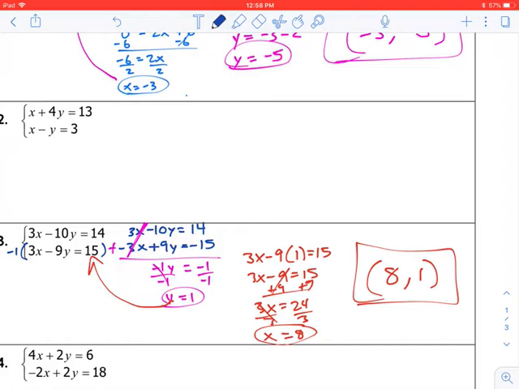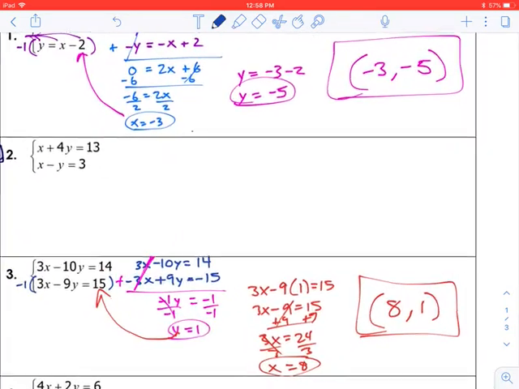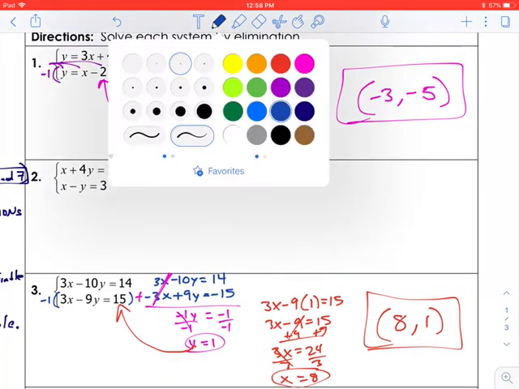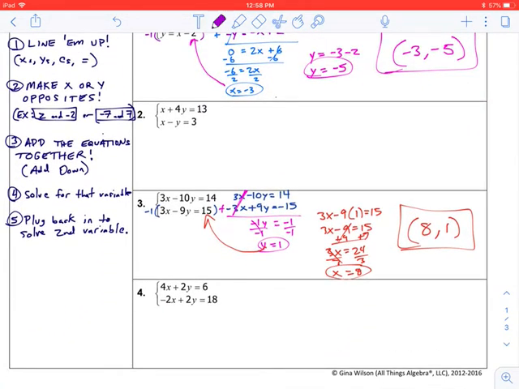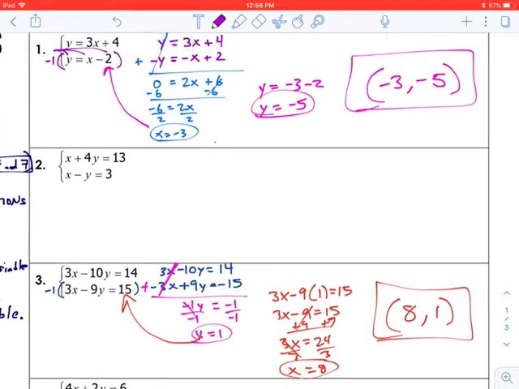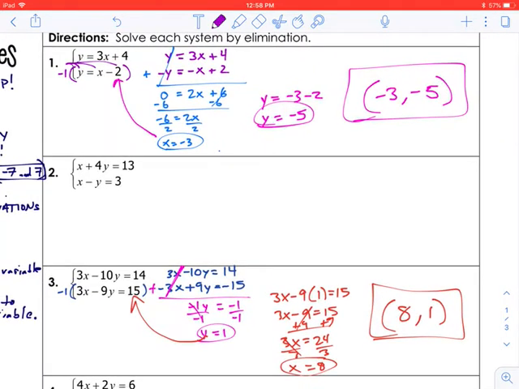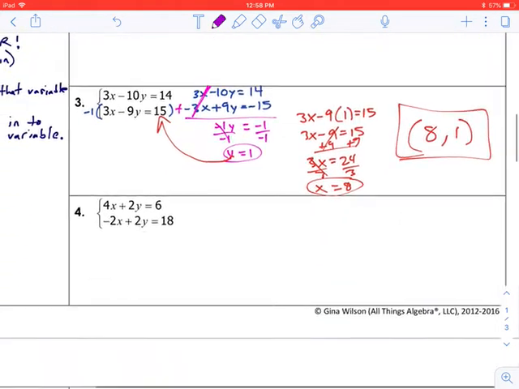So I'm eliminating one of the variables first and then go ahead and solve for the one that's left over. Okay? So I'm going to leave 2 and 4 blank for now. Okay, if you need to pause or rewind, go ahead and do so. But now we're going to go to the back side.